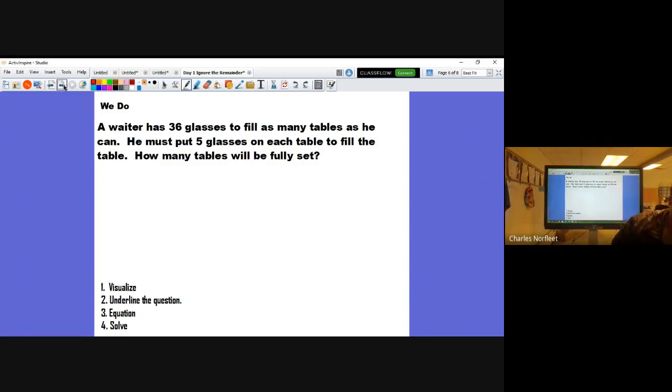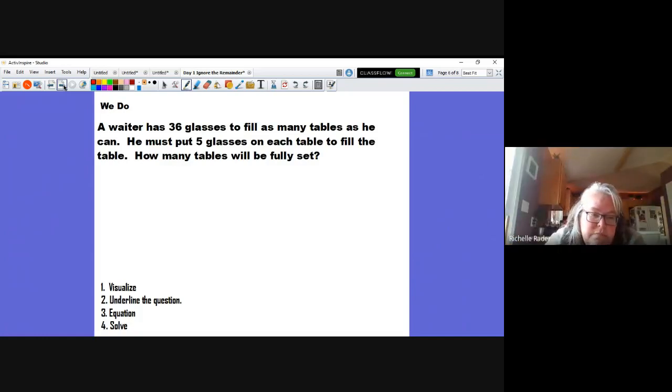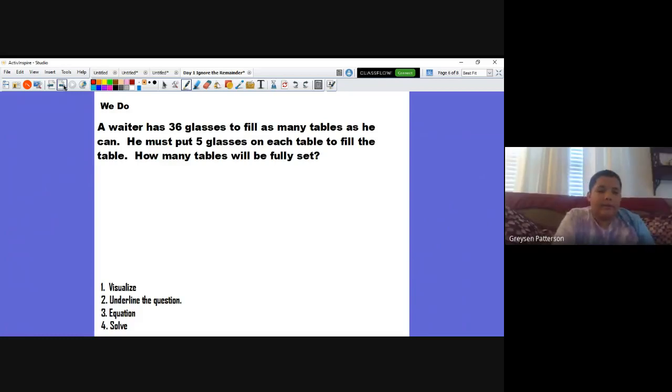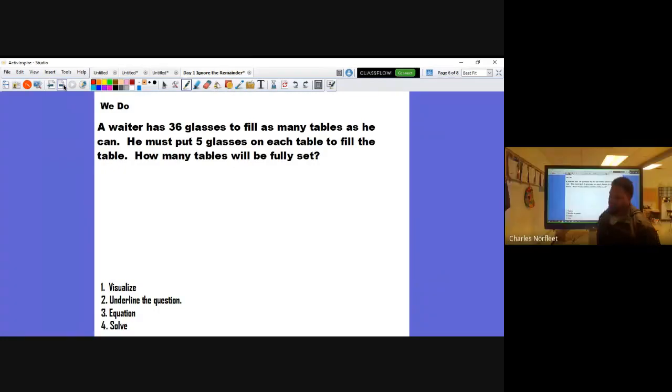All right, next problem. I need somebody to read this problem for me. If I can get somebody to be so kind to read this problem, I would love it. Grayson. A waiter has 36 glasses to fill as many tables as he can. He must put 5 glasses on each table to fill the table. How many tables will be fully set? And Grayson, that was an amazing job reading that problem, buddy.